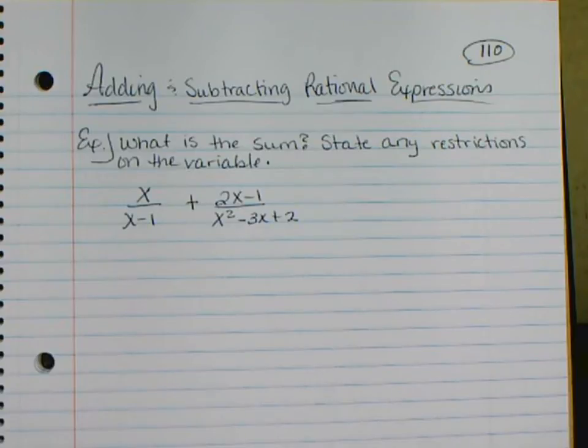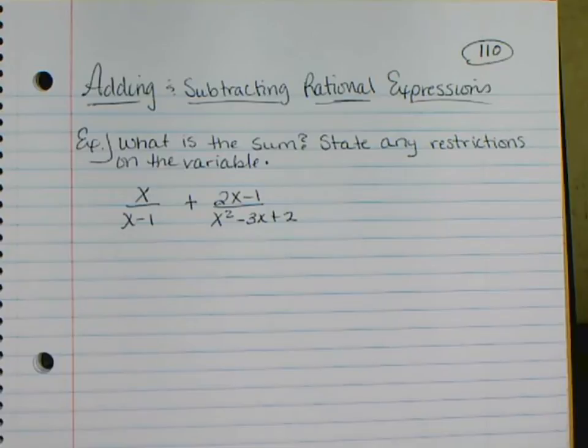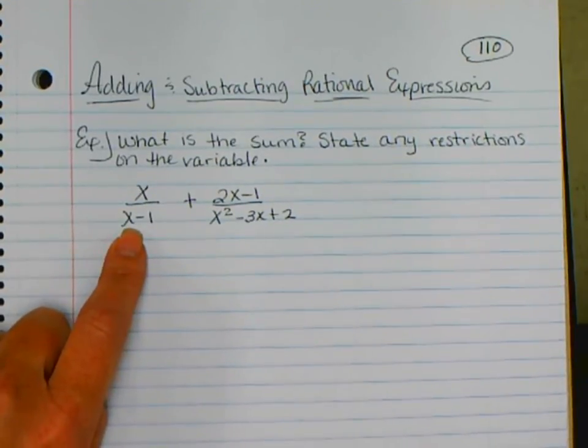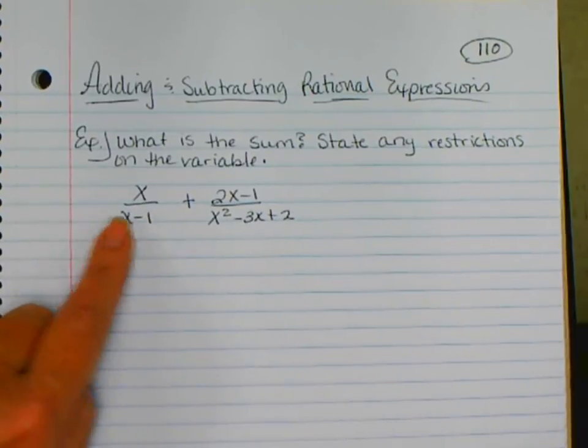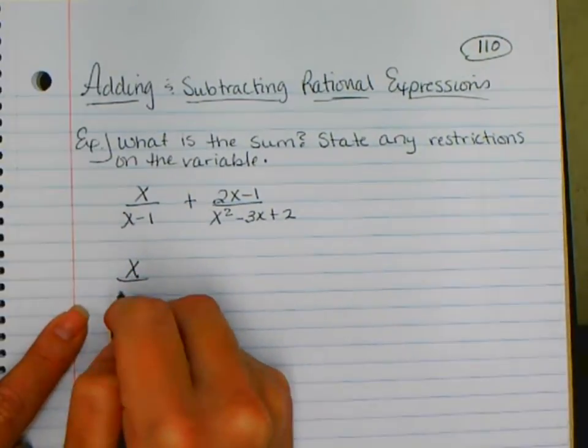Now me personally, when I add or subtract fractions, I like them to be written vertically instead of horizontally like this, just because that's the way I learned how to add fractions. So that's the way that I'm going to rewrite them, vertically. But when I do, if anything can be factored, I'm going to factor that, okay? So my first fraction, x over x minus 1, can I factor any of that? No. So I'll just write that on top.